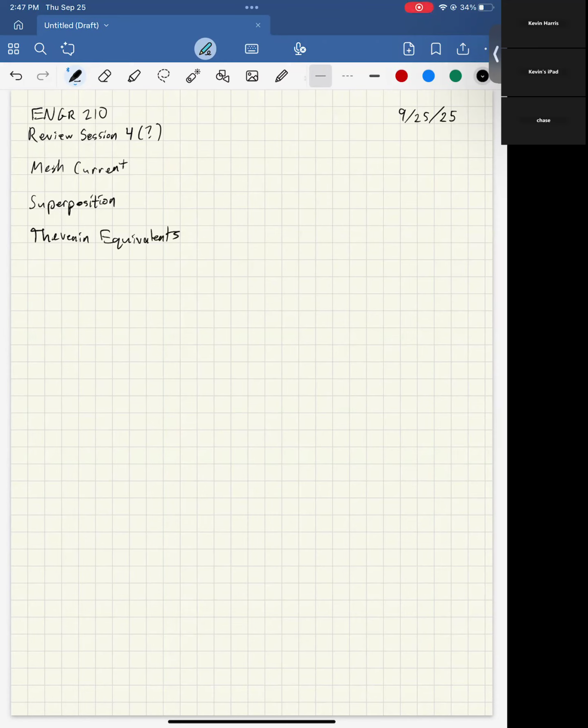I have been told that these will probably be on your quiz. I don't exactly know how it'll be laid out because you only have two questions on the quiz, but these are the topics I was told to focus on for this week.